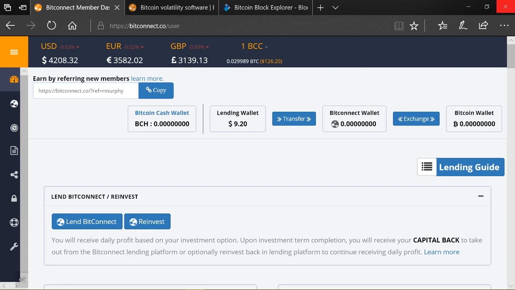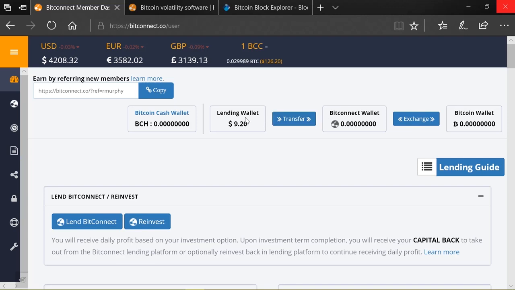So this is where we transfer money. This transfer button here is only a one way. See the arrows go right. So this will only move money held in your local wallet into your lending wallet, into your Bitconnect coin wallet.